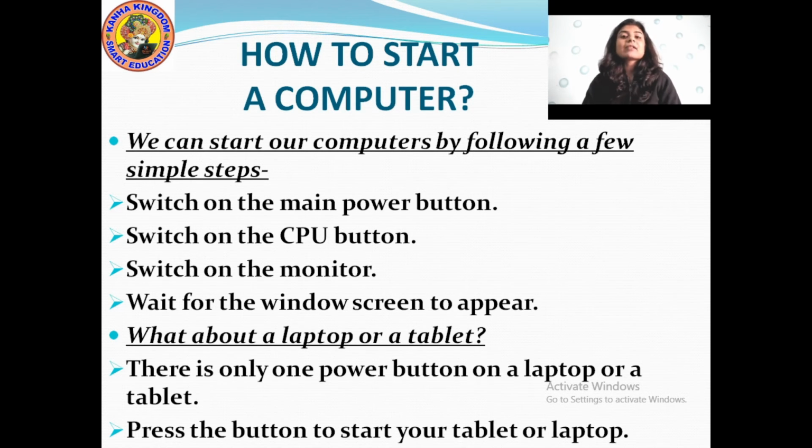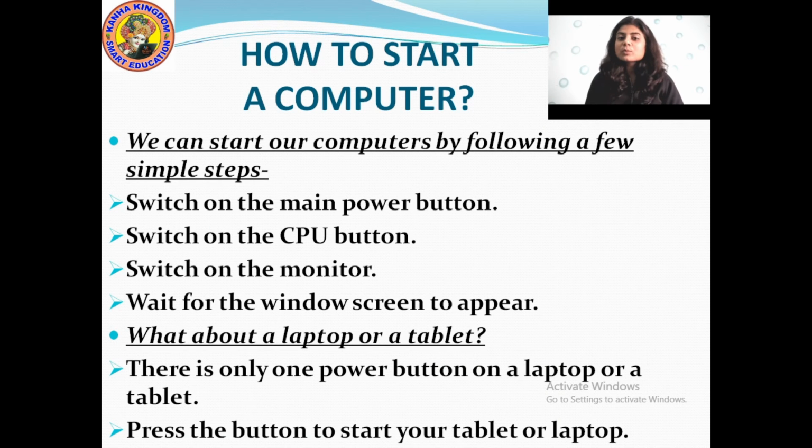Then, there is a switch on the monitor. You will switch on the monitor. There is a button on the monitor also. You will switch on the monitor and you will wait for the window screen to appear. Once you have followed these steps, you have to wait for the window screen to appear. The first screen of the computer is called the window screen.